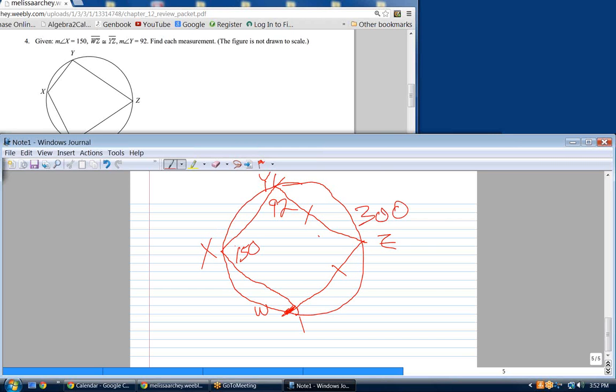Because this intercepts it. In other words, when you're talking about an arc that's intercepted, go to the end of the line, there's one point. Go to the end of the other line, there's another point. The arc that gets intercepted by those two lines is YZW. And it's always twice whatever that angle is.